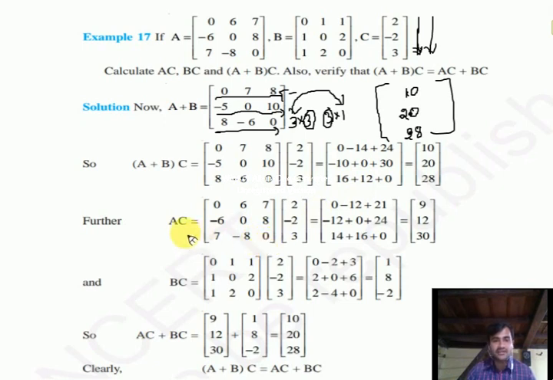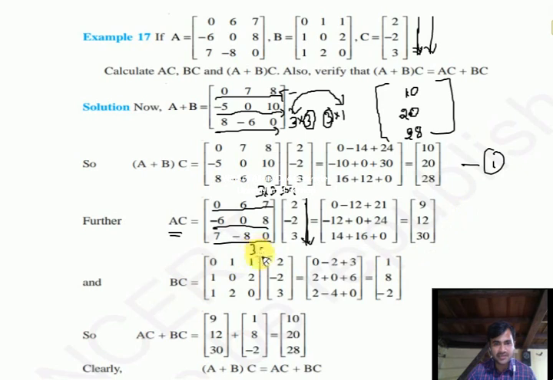Again in the same manner you can find AC. Here you have 3 cross 3 and 3 cross 1, so the resultant will be of the order 3 cross 1. You need to multiply this row by this column, again this row by this column, and again this row by this column, and add them. (A plus B) into C is already known. This is equation 1.